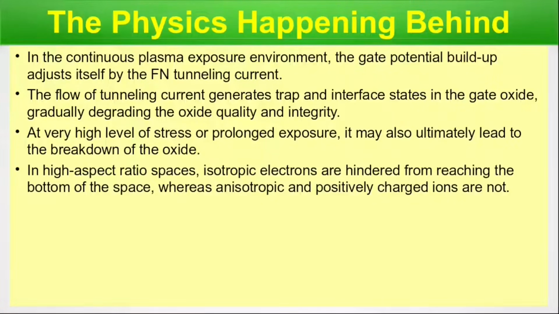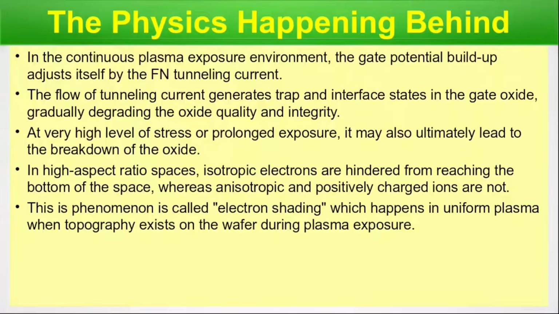In high aspect ratio spaces, isotropic electrons are hindered from reaching the bottom of the space, whereas anisotropic, positively charged ions are not. This phenomenon is called the electron shading that I have just mentioned in the previous slide, which happens in the uniform plasma when topography exists on the wafer during the plasma exposure.